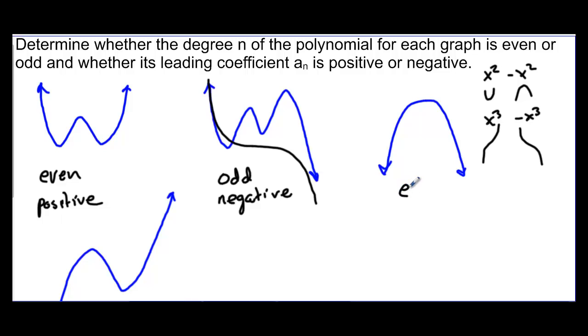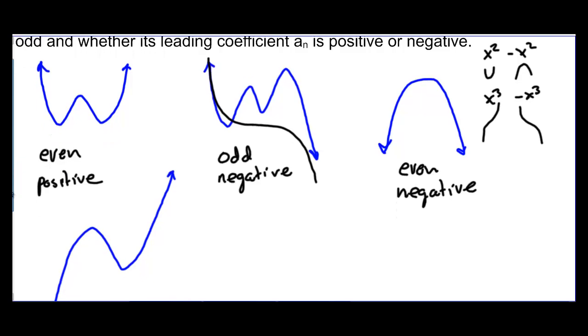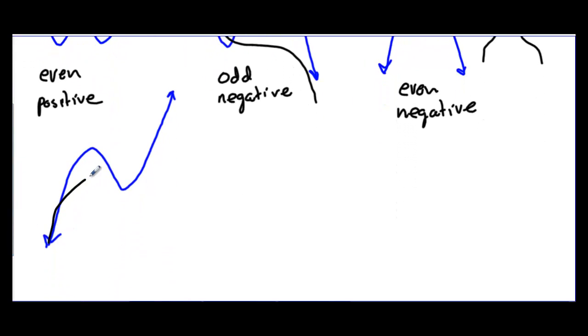This one, it would be even. It looks like a negative x squared on the ends. So even and then negative. This one looks a lot like an x to the third. So we have an odd power, and that leading coefficient on this one would be positive.